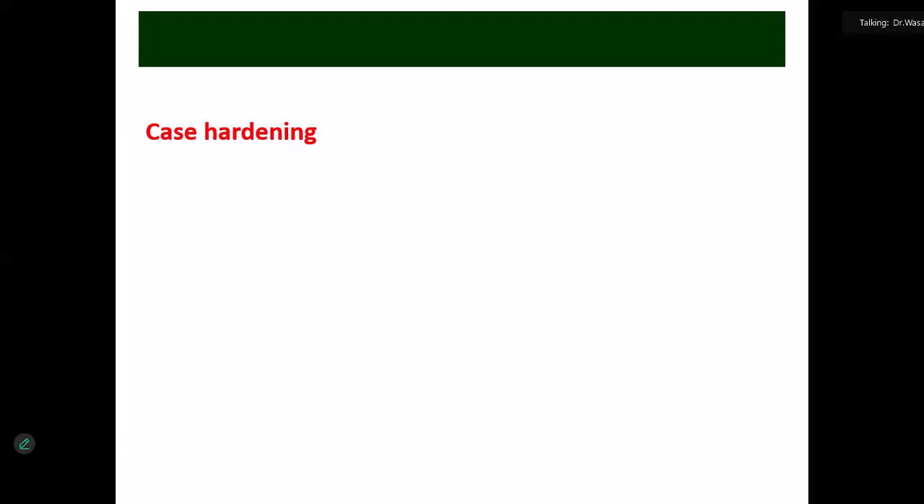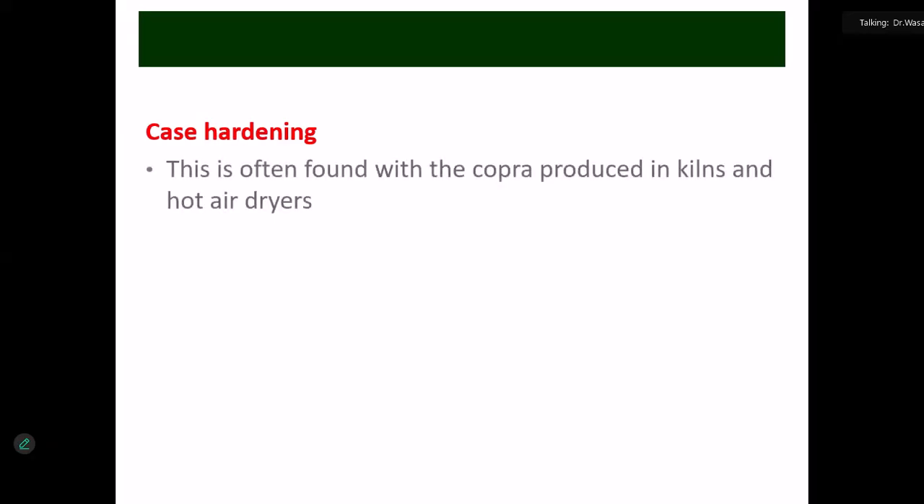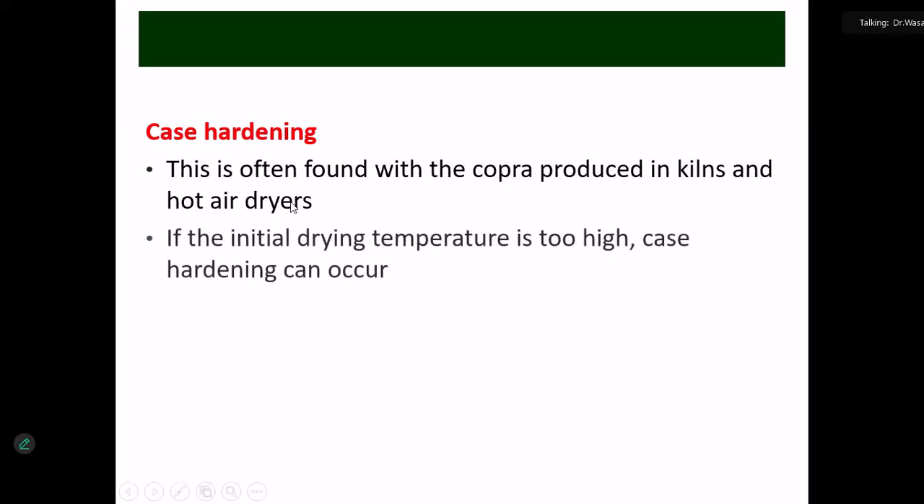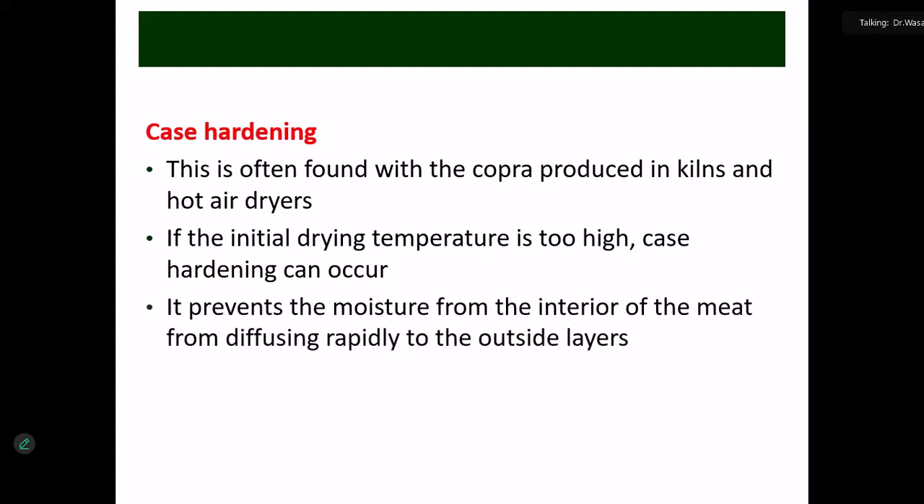That's the case hardening. You can see here, upon pouring kernels into hot air dryers, if the initial drying temperature is too high, then case hardening occurs. That is why it is very important. So it prevents moisture from the interior meat from diffusing outside. Actually, inner water does not come out.